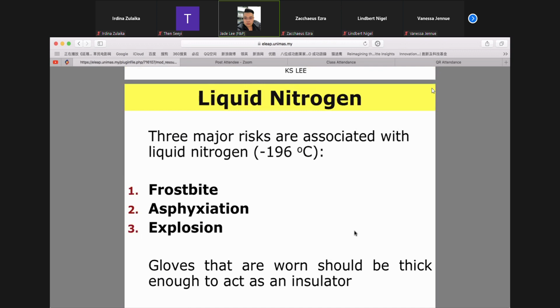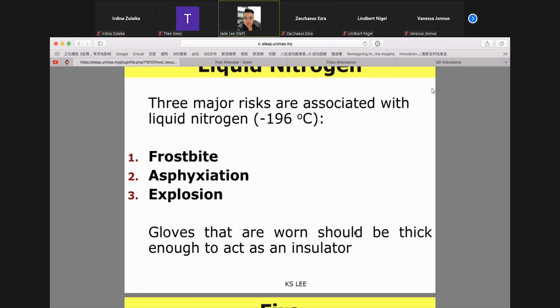So there are three major risks associated with liquid nitrogen, which are frostbite, asphyxiation, and explosions. The frostbite is especially if you put your finger right into the liquid nitrogen. When you pull it out, it will be as hard as a hammer, and it can break into pieces. This is very, very dangerous. And asphyxiation means it's very difficult to breathe when you come into contact with the liquid nitrogen.